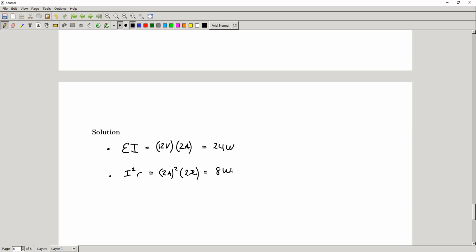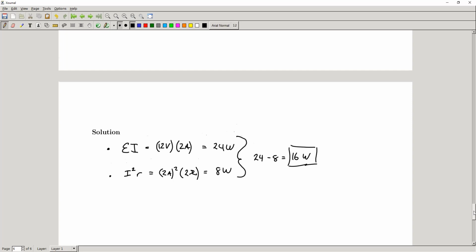The question doesn't ask us to do this, but we can look at this and say, well, what's the power output of the battery or the source in total? Well, it's going to be the power provided by the EMF minus the power dissipated in the internal resistor, so we're going to end up with 24 minus 8, which is equal to 16 watts, which is provided by our source.